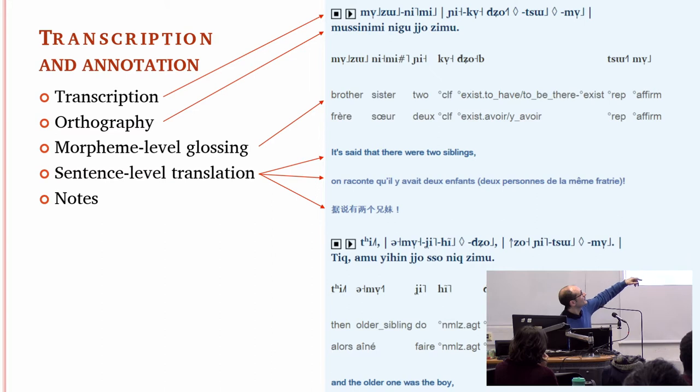So this is near the beginning of a story. It's said that there were 2 siblings, and you can see from looking up the word by word that, for instance, the sister, younger sister, doesn't have the same tones in the sentence, where it's nimi, high low, and in the word by word glosses, where it starts with a mid tone. And this is what I study as a linguist. We can also have any amount of lavish notes, translations into any languages we want.